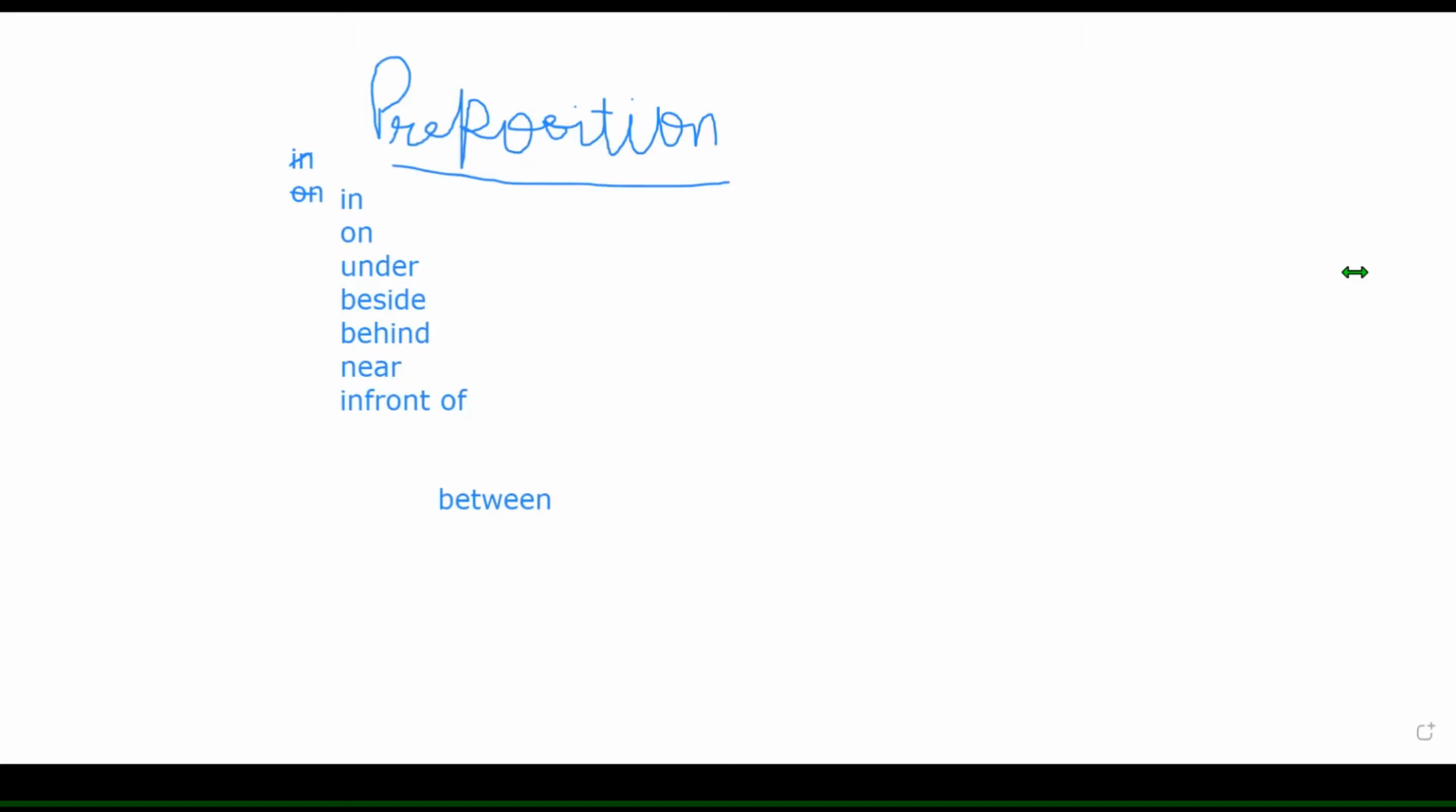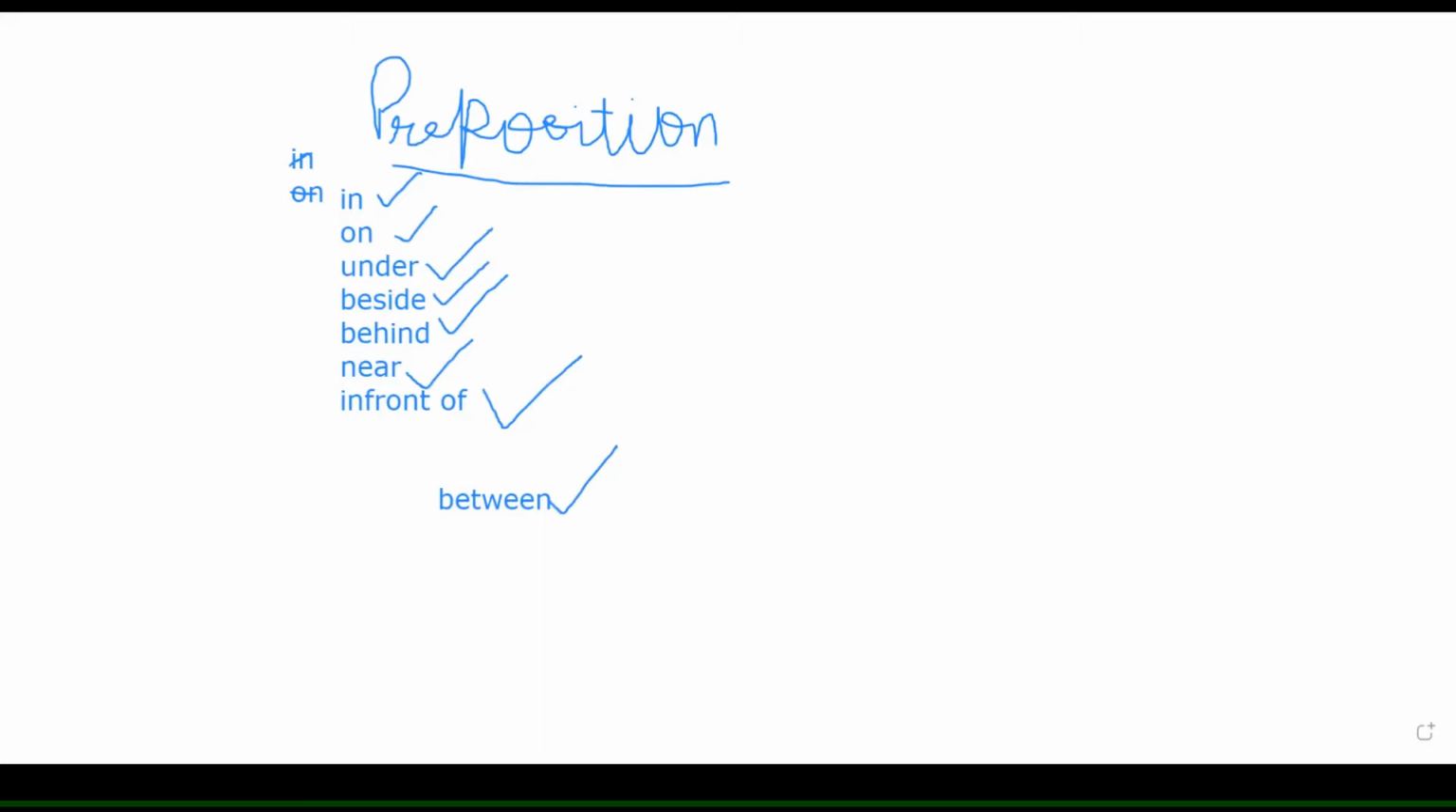The position. Yes, the answer to this question is already in this word, preposition. That means this word tells you where the noun is. Noun may be anything, any object, animal, human beings, anything. Preposition tells us the position of the noun, just like in, on, under, beside, behind, near, in front of, between, and many more. These are only some of the examples. Okay, understood everyone?